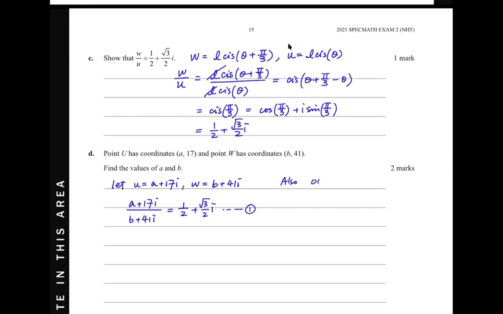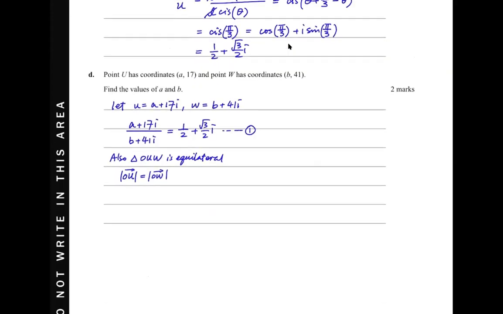Also, OUW is equilateral. Yep. So distance OU is equal to distance OW. So a squared plus 17 squared equals b squared plus 41 squared. That's equation 2. You could have square roots on both sides, but once you square them, the square roots disappear, okay? So we are solving equations 1 and 2.